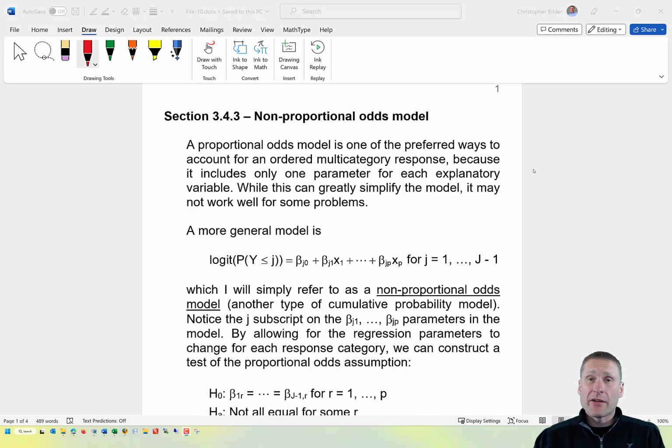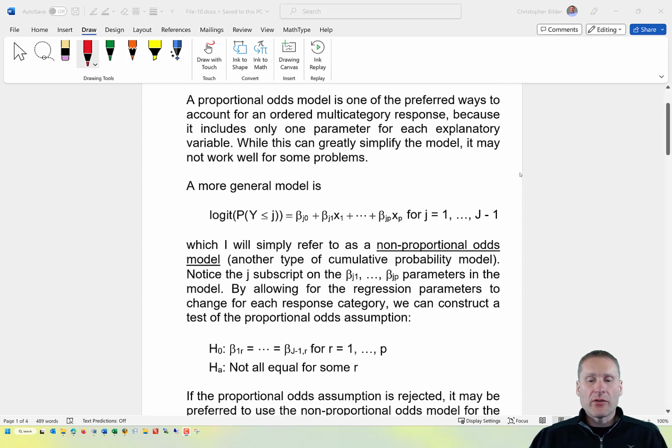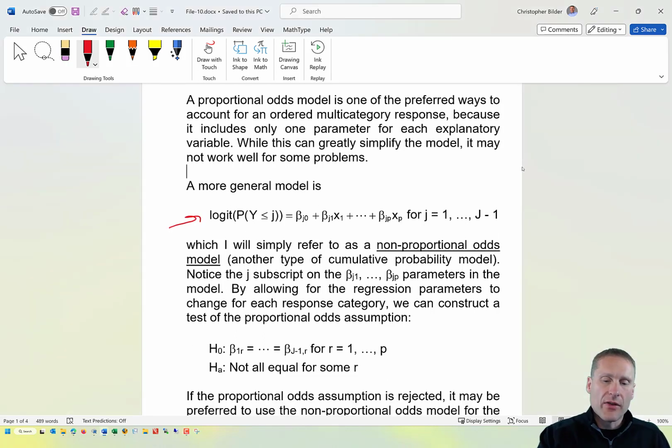A proportional odds regression model is a preferred way to model the responses of an ordered multi-category response variable, primarily because we only have one parameter representing each explanatory variable in the model. So for example, we had a beta 1 times x1, a beta 2 times x2. But you may be wondering, what if we did allow more regression parameters in the model corresponding to a variable, such as this model here?